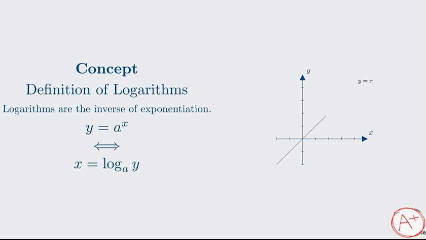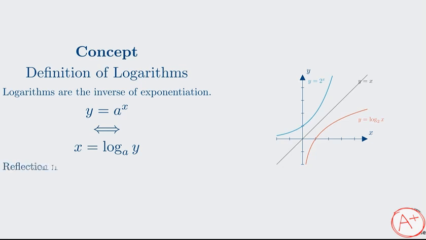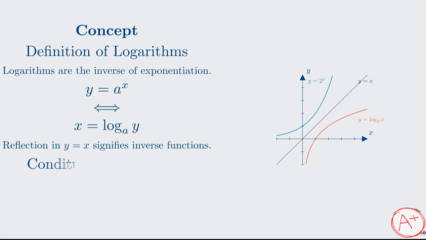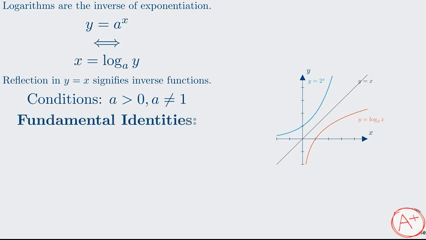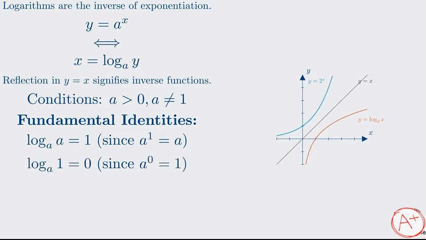Visually, if you look at the graph of 2 to the x and its inverse, log base 2 of x, you will see they are reflections of each other across the diagonal line y equals x. This reflection is a hallmark of inverse functions in the IB syllabus. For these to be defined, the base a must be positive and not equal to 1. From this definition, two identities follow. Log base a of a equals 1, because a to the power of 1 is a, and log base a of 1 equals 0, because any positive base to the power of 0 is 1.